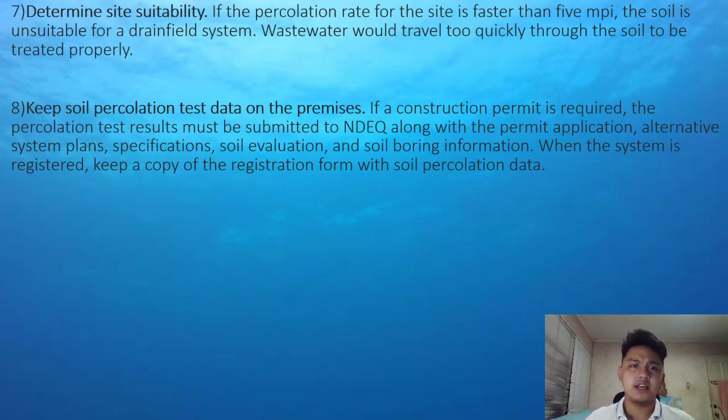So next, determine site suitability. If the percolation rate for the site is faster than 5 mpi, the soil is unsuitable for a drain field system. Wastewater would travel too quickly through the soil to be treated properly. The last step is to keep the soil percolation test data. If a construction permit is required, the percolation test results must be submitted along with the required data and following test results.